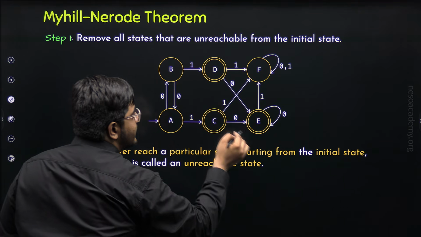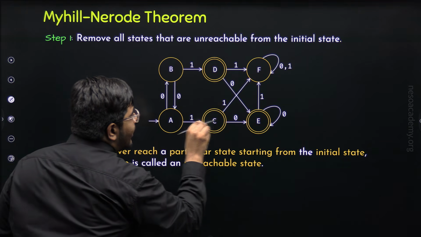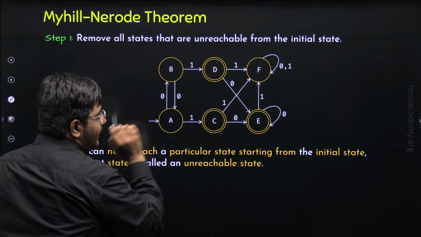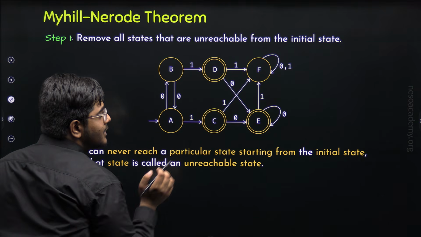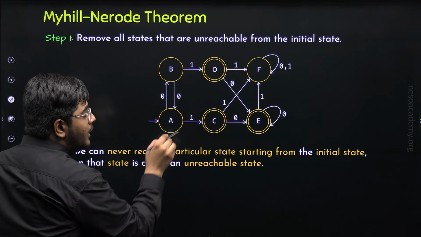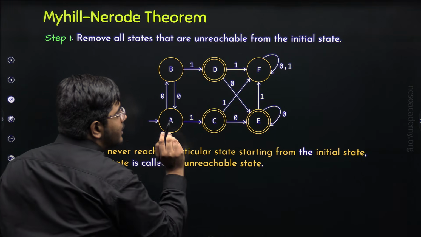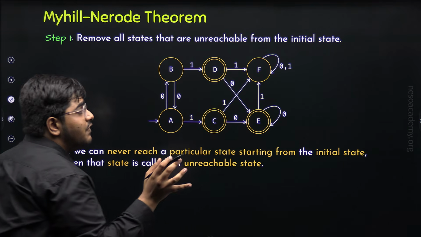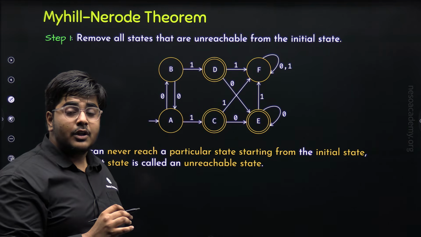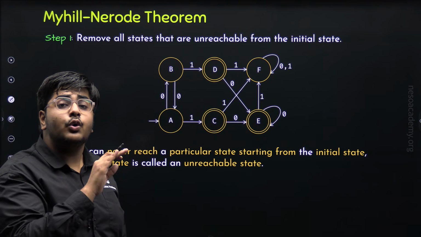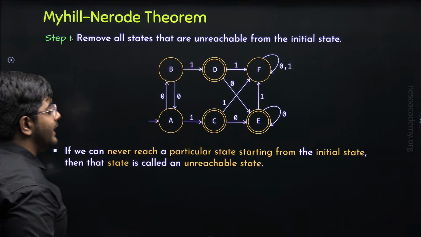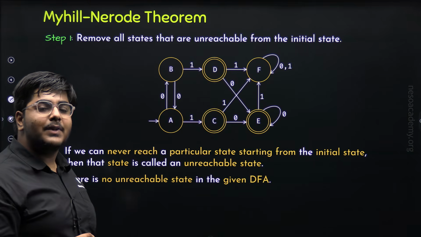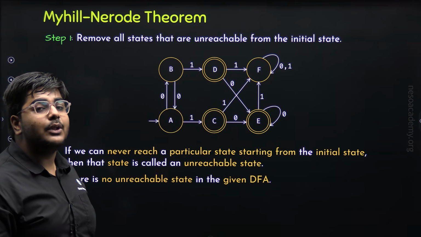Now let's talk about the state E. These two transitions are used to reach the state E from the state A. That is why E is also a reachable state. And using these two transitions, we can reach the state F from the state A. So F is also a reachable state. So we have found that no state in this particular DFA is an unreachable state. So we are done with step number 1. Now let's proceed to step number 2.